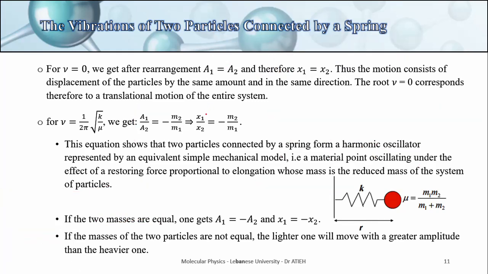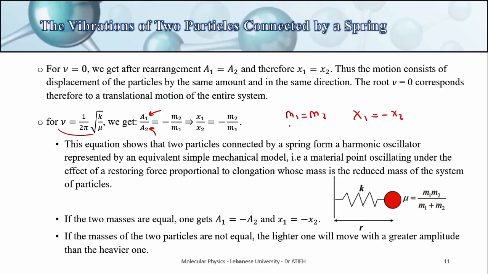If we multiply up with cosine (2 pi nu t plus phi) and down the same value, we will arrive at x1 over x2 equals minus m2 over m1. For this frequency of oscillation, we can observe that the displacements x1 and x2 depend on the masses m1 and m2. So if the masses m1 and m2 are equal, then in this case x1 will be equal to minus x2. So both particles will move in opposite directions with the same amounts.